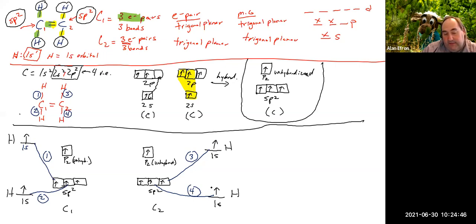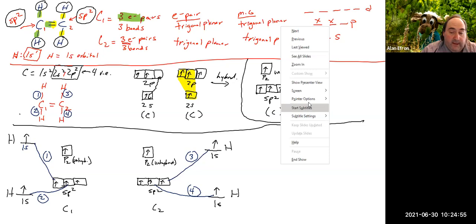First off, any questions so far on where everybody's going? So by doing these arrows, again, we have now accounted for really 4 bonds that we see in this guy.